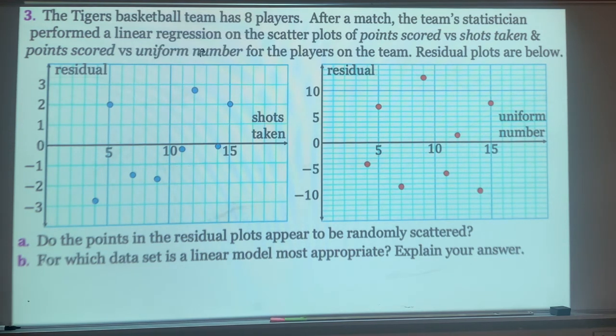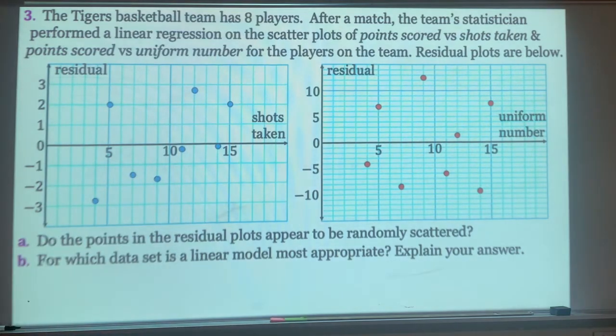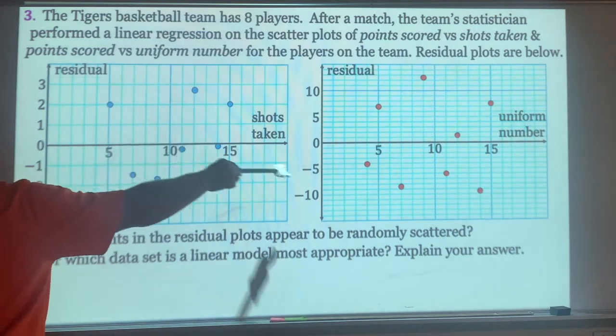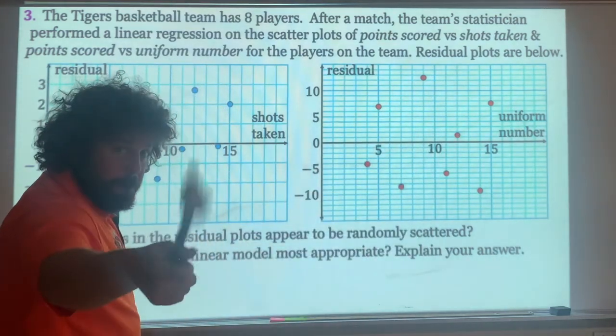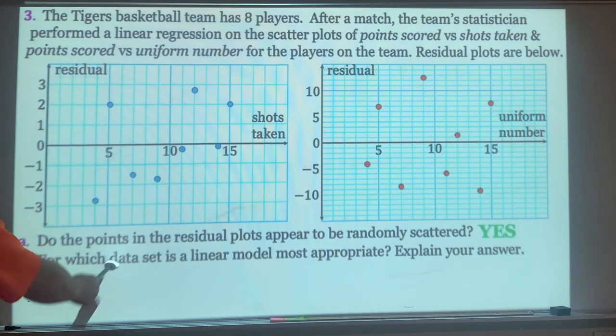The Tigers basketball team has 8 players. After a match, the team statistician performed a linear regression on the scatter plots of the points scored versus the shots taken and points scored versus uniform number for the players on the team. Below are 2 residual plots. Do the points in the residual plots appear to be randomly scattered? What do you think? Yeah, it's pretty random.